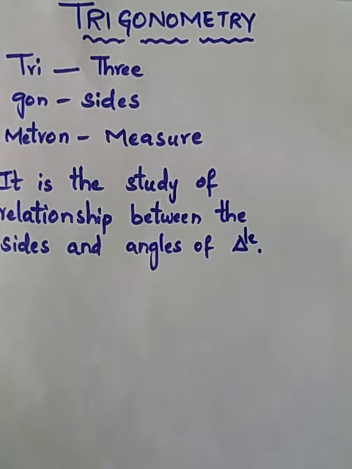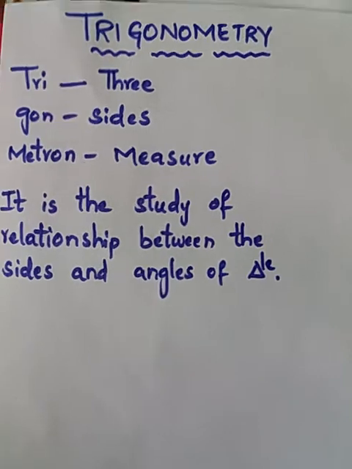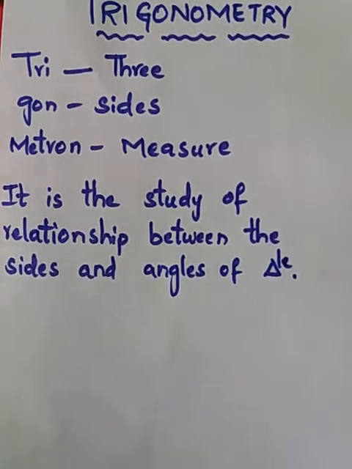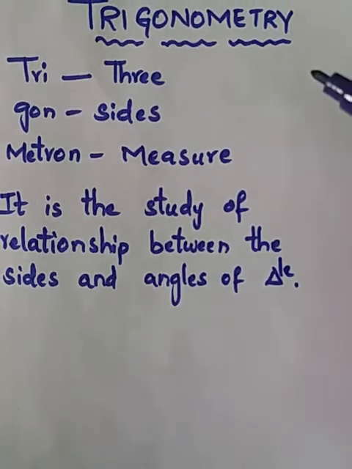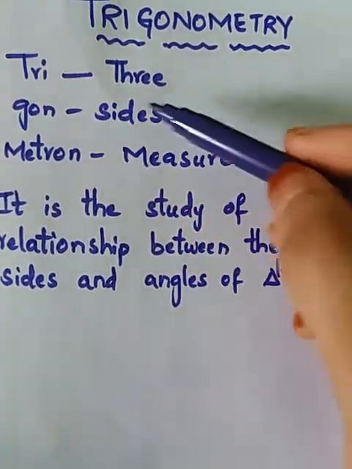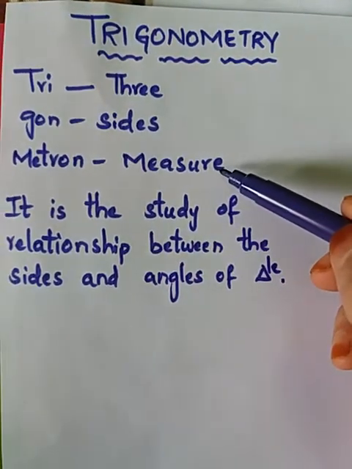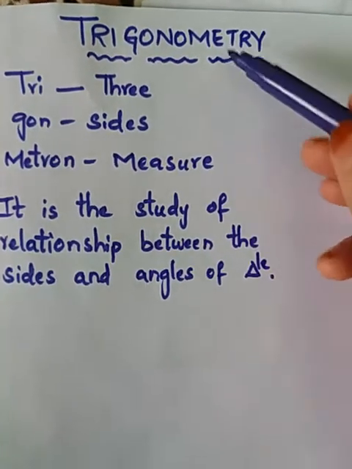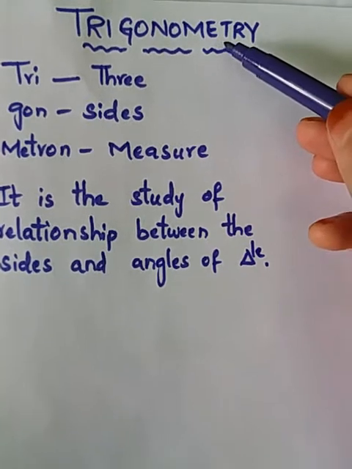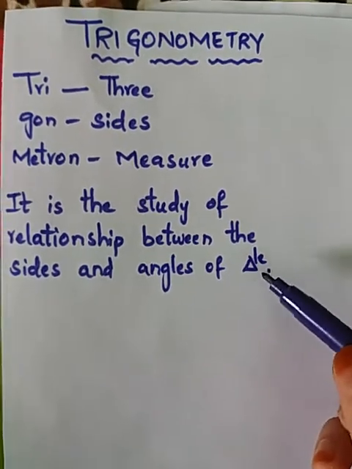So today I am with a new topic, that is trigonometry. What does it mean? It came from the Greek word. Here tri is nothing but three, gon is nothing but sides, and metron is nothing but measure. So in short, it is the study of relationship between the sides and angles of a triangle.